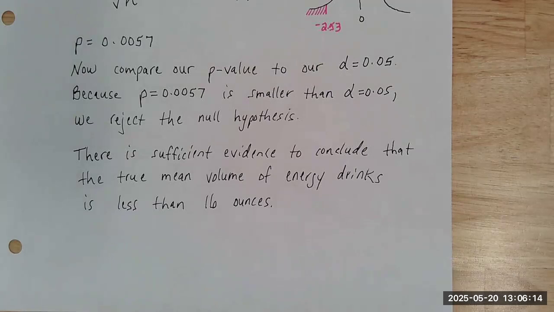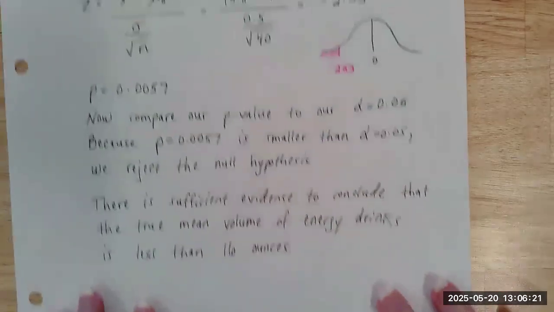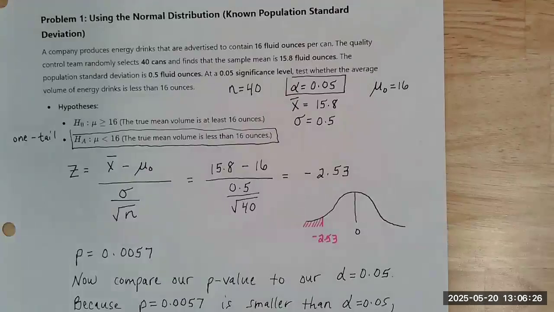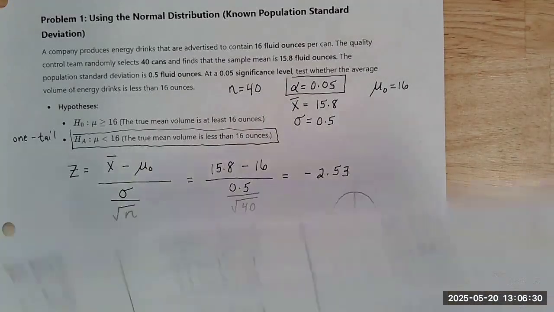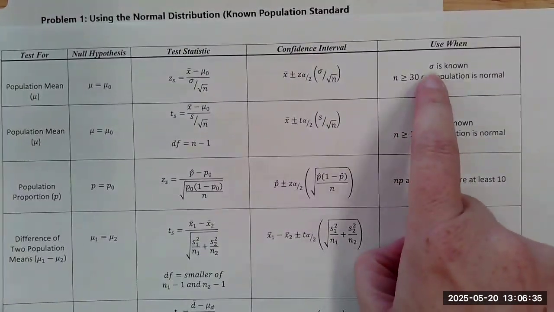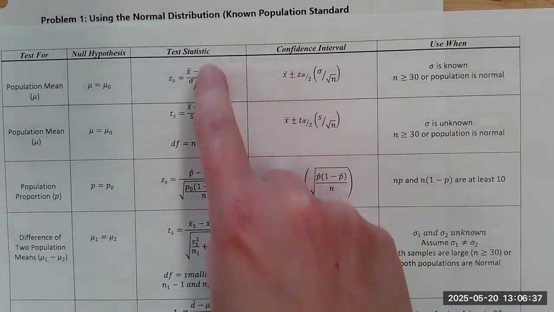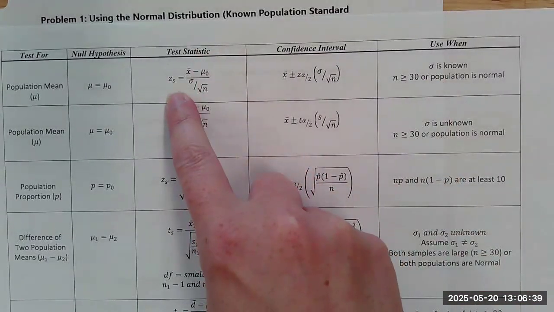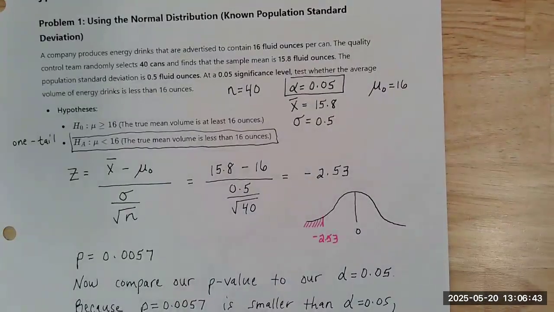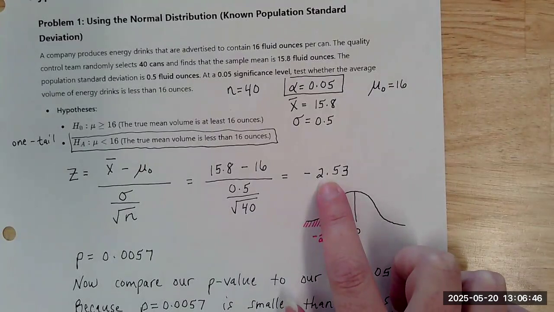Explain one more time when we go to the p-value. So whenever we've got problems like these, we're taking the information that they gave us and using her formula sheet, you're going to go find your test statistic. For this one, because we had that sigma was known, the test statistic column told us we were going to go find a z. So we did her z formula, and what popped out was negative 2.53.